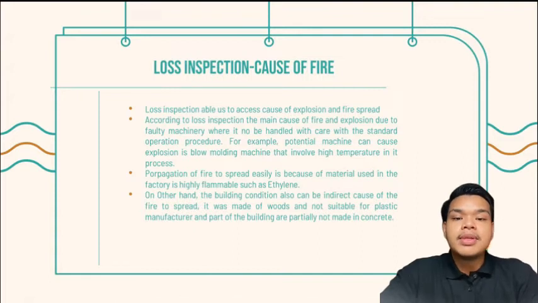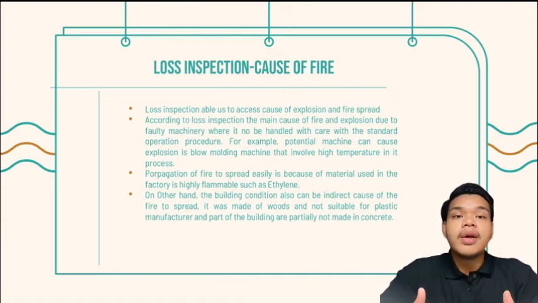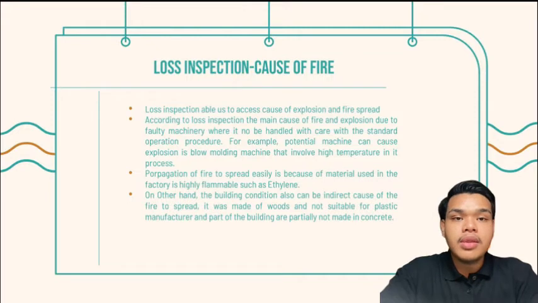Besides that, we were also able to identify the propagation of fire through the loss inspection. The fire spread easily in the factory because the material used is highly flammable, such as ethylene. Ethylene is one of the substances used in plastic manufacturing, so it is a highly flammable material that can react to fire easily. On the other hand, the building conditions can also be an indirect cause of the fire spreading, because the building was partially made of concrete and partially of wood, which is not suitable for a plastic manufacturer.